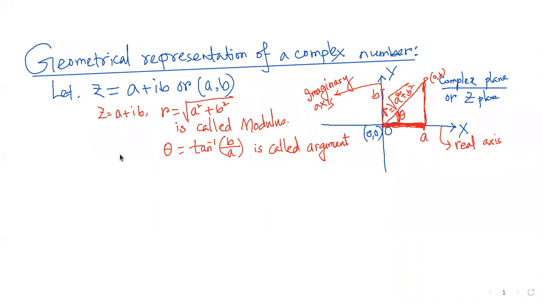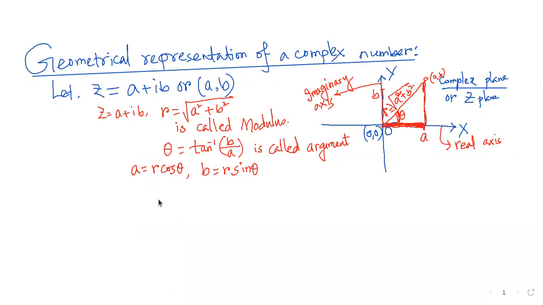We should remember this because we need to solve some problems related to the modulus and argument. What is the relation between a, b and r, theta? We know that x equal to, or a equal to r cos theta, and b equal to r sin theta, since we consider the coordinate is b. Good. r sin theta.